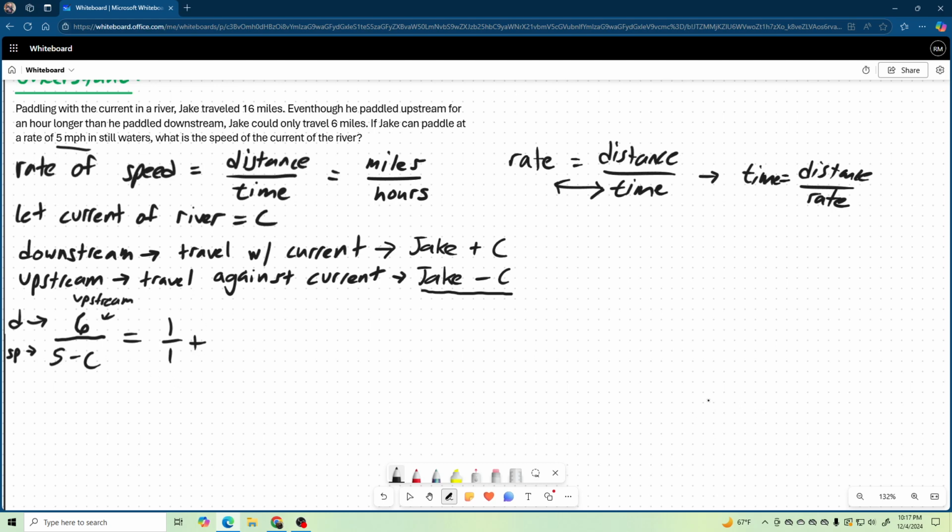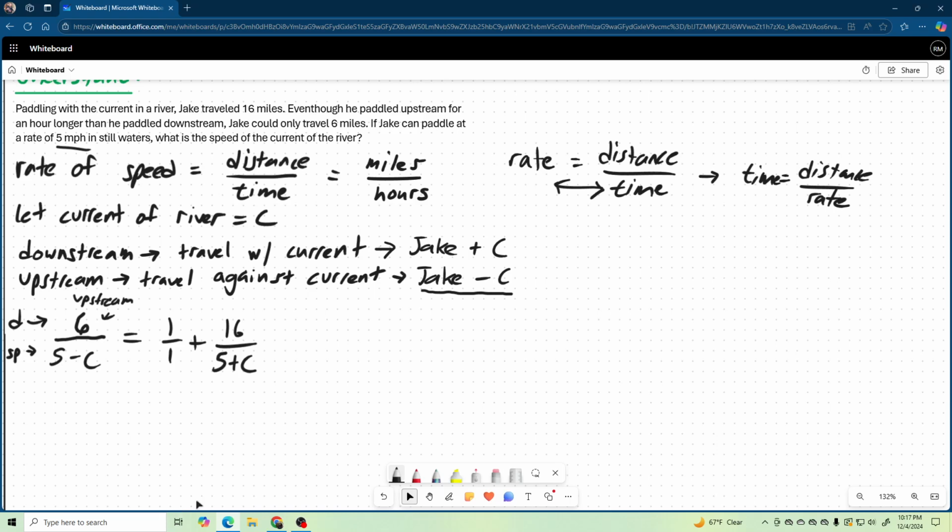And then we have distance divided by rate. Our distance is, in this case, 16 miles. When he traveled with the current of the river, he traveled 16 miles. So we have 16 over, well, in this case, we're talking about the rate when we're flowing with the river. So we're going to add Jake's rate plus whatever the current is. So in this case, it would be 5, which is Jake's rate, plus the current. Right? So now we have an equation where we can solve for C.